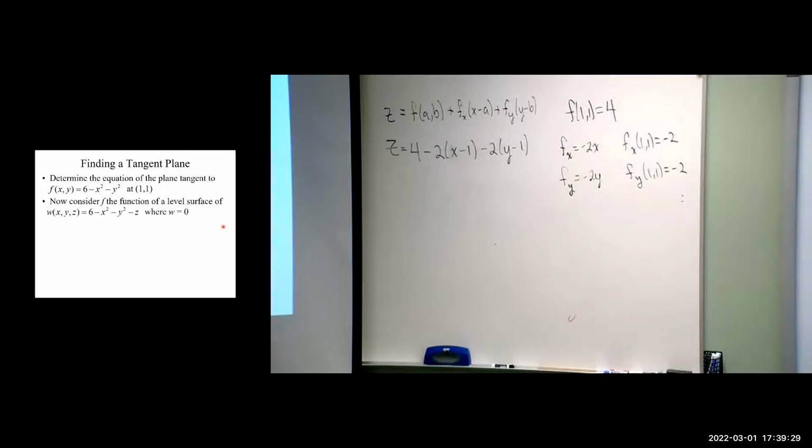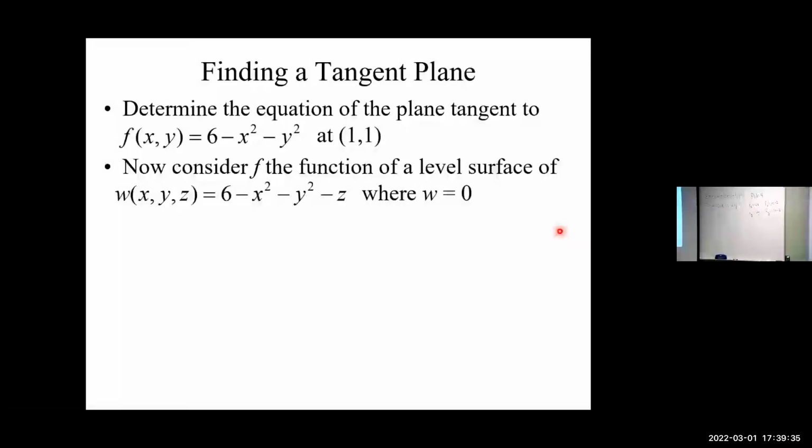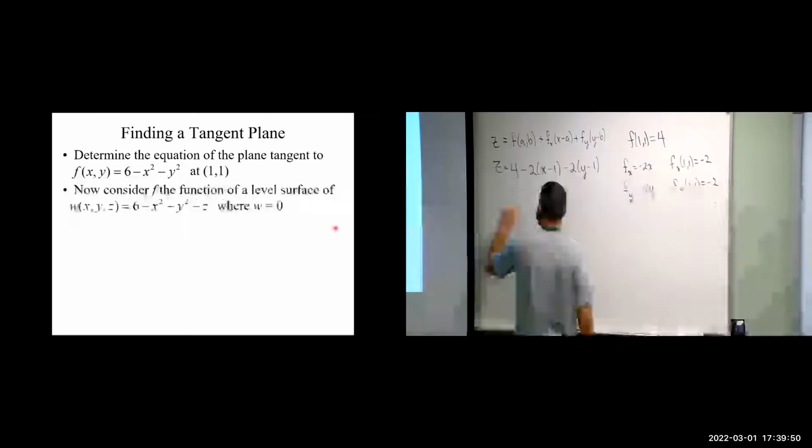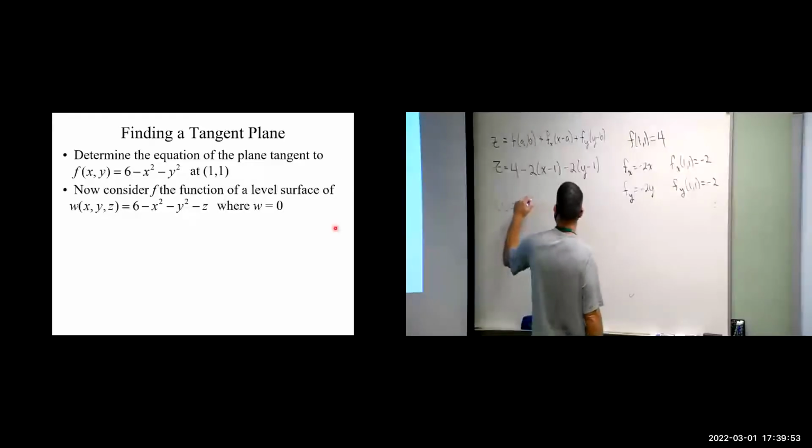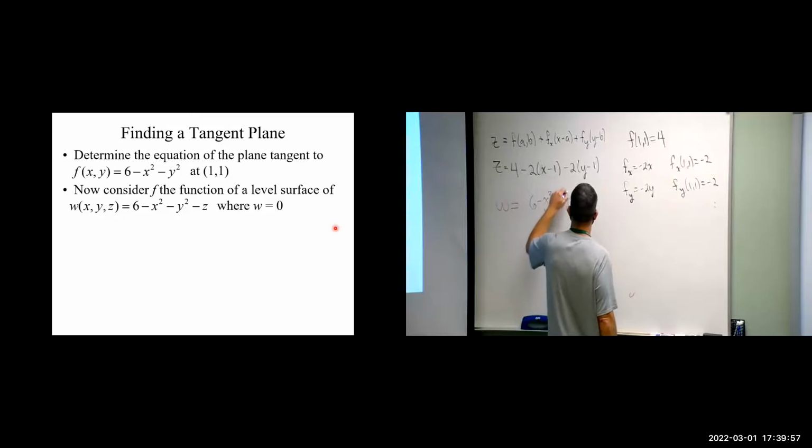What we're going to do is make our function a level surface of a function of 3 variables. Specifically, it'll be the level surface of the function 6 minus x squared minus y squared minus z, and we'll just say when it equals 0. So W is 6 minus x squared minus y squared minus z.